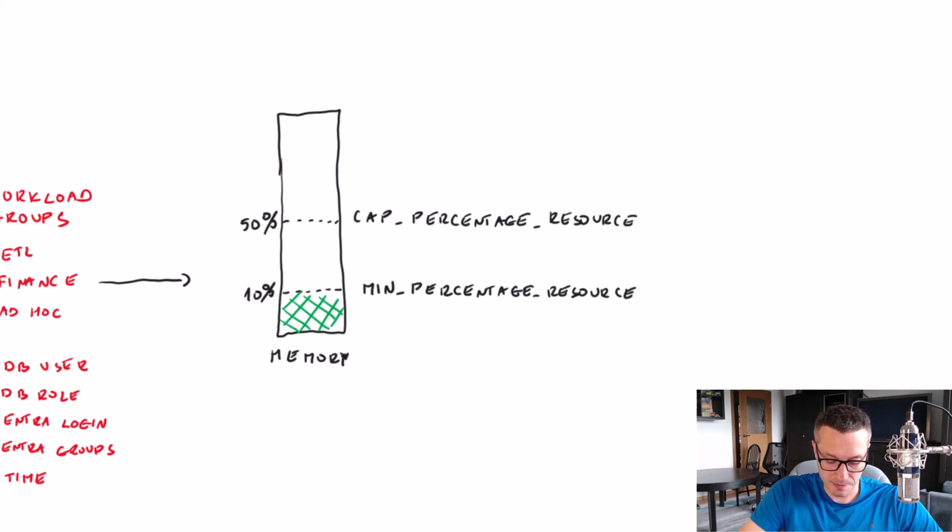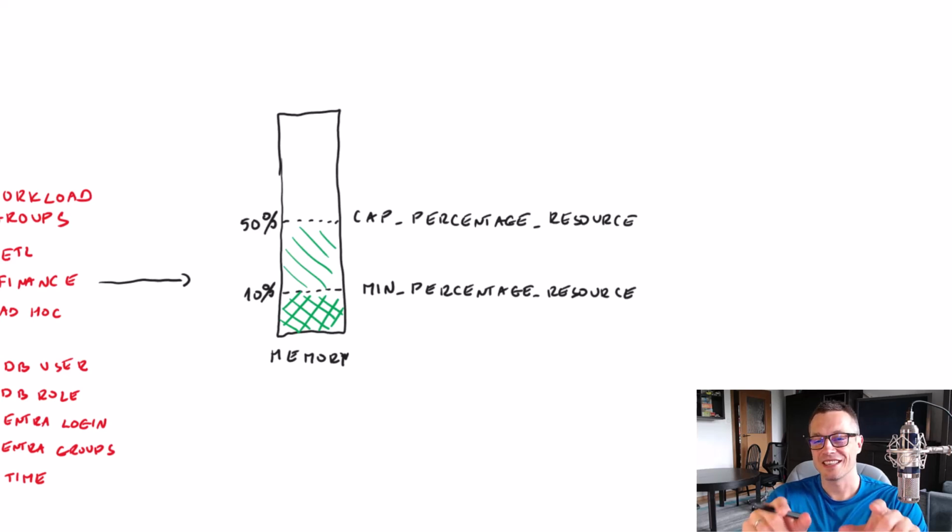All right, so what does it mean? Simply, it means that for our finance department, there will always be at least 10% of memory waiting for them to be used. They can use more if it is available, no problem, but no more than half of the total memory. So we will leave at least half of the memory for other workload groups. That's how you can reserve a specific set of resources for a particular workload group.